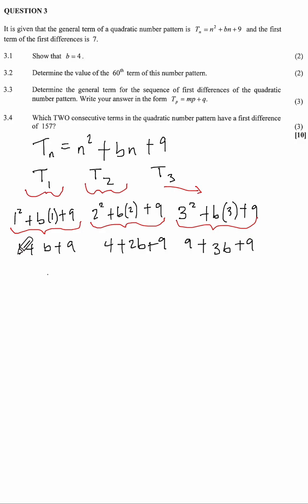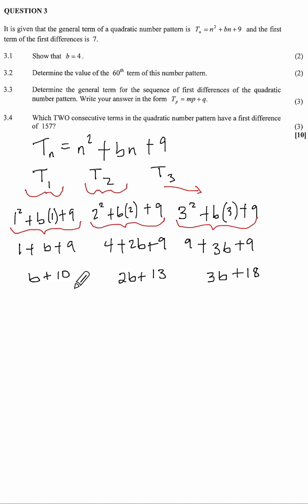So if I add 1 and 9 here, I would have b plus 10. That's the first term. And then if I add 9 and 4 here, I would have 13. So it would be 2b plus 13. And then here it will be 3b plus 18. So these are the first 3 terms of my quadratic number pattern. So I know that for quadratic, I would have the first differences.